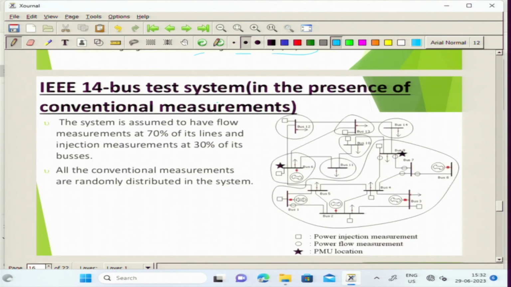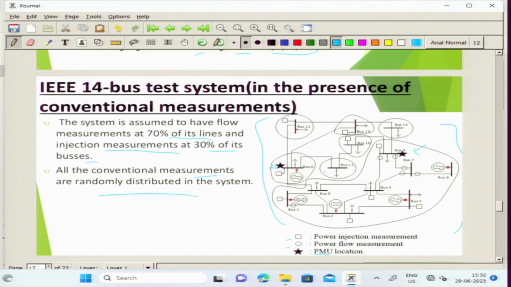So IEEE 14 bus test system in the presence of conventional measurements. This is the IEEE 14 bus system. You see that there are two PMU locations that we have considered here, and there is a power injection measurement and power flow measurement. The system is assumed to have flow measurements at 70% of its lines and injection measurements at 30% of its buses. All the conventional measurements are randomly distributed in the system.